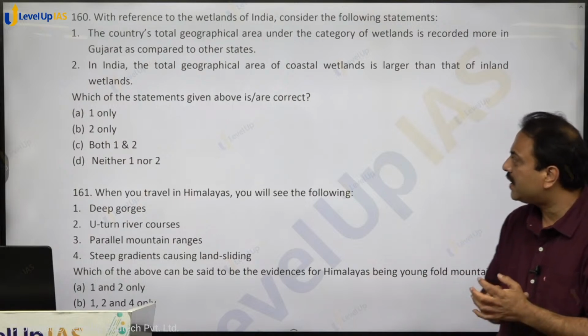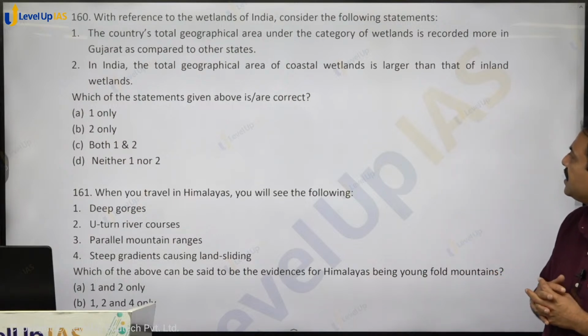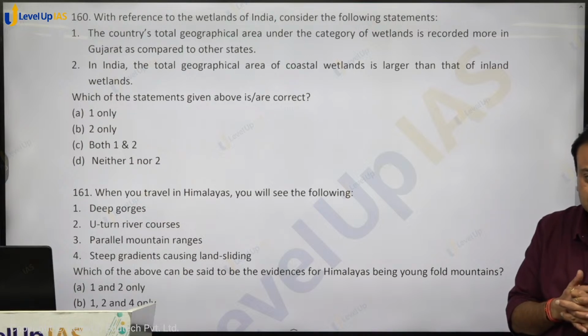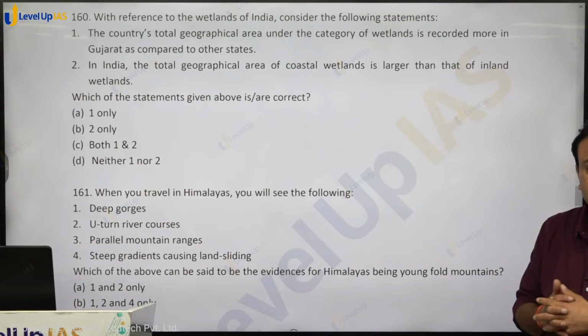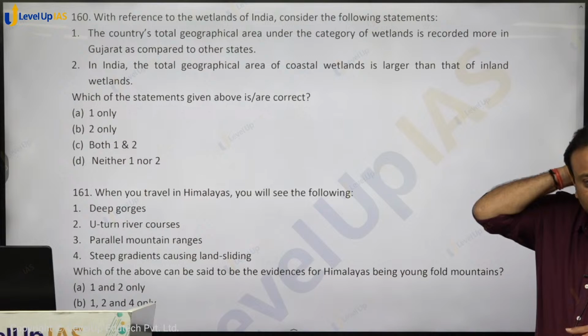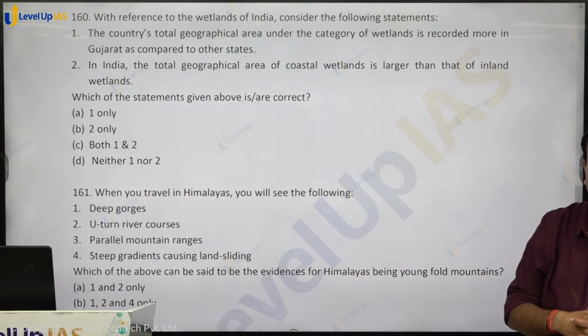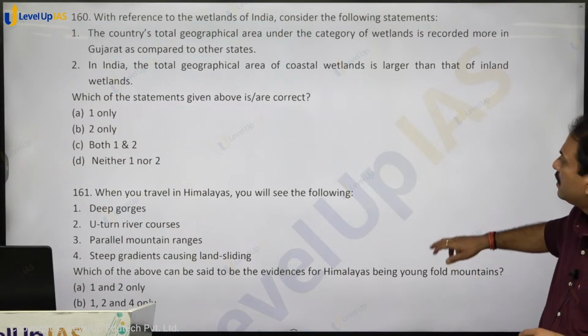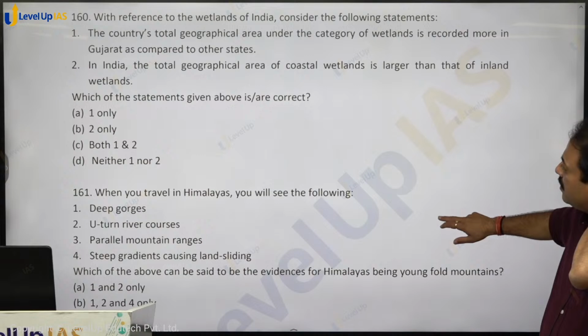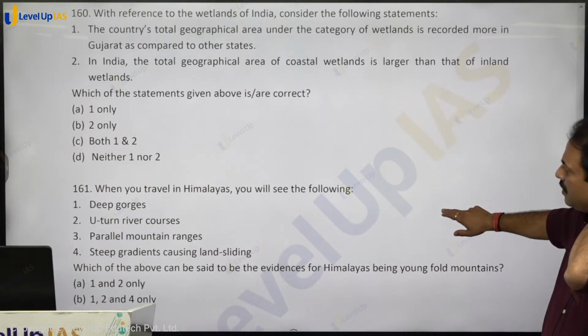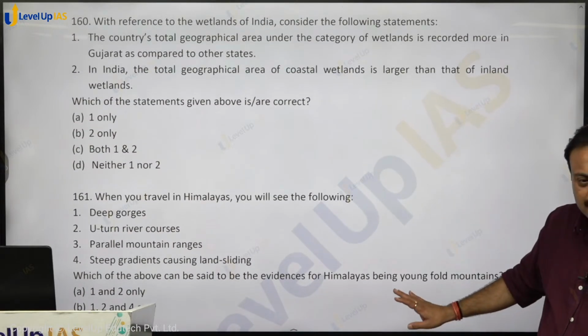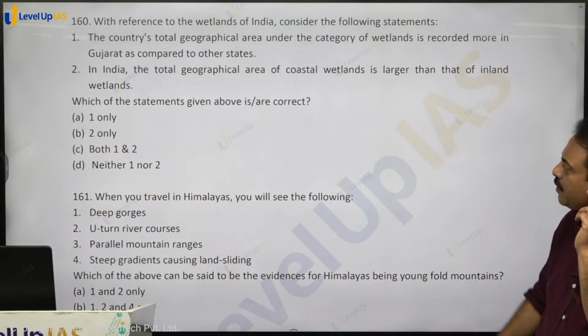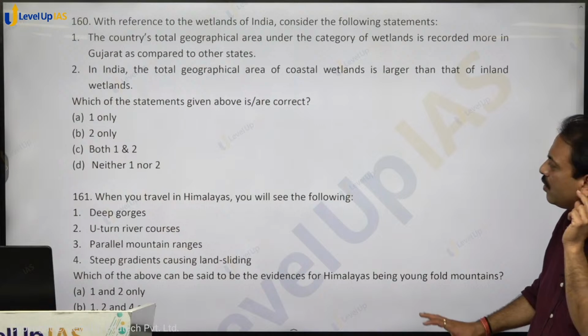In India, the total geographical area of coastal wetlands is larger than that of inland wetlands. This is false. Inland wetlands have 4 times the area of coastal wetlands, 4-5 times. Inland wetlands बहुत ज़्यादा है. Coastal wetlands का area उतना नहीं है. क्या हुआ? ठीक है ना? First statement is correct. Second is wrong. So one only.